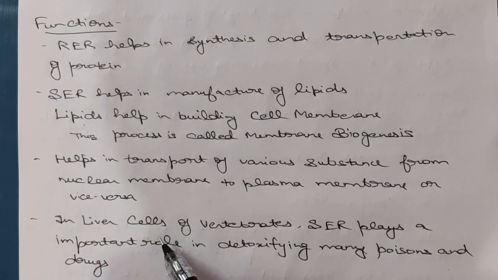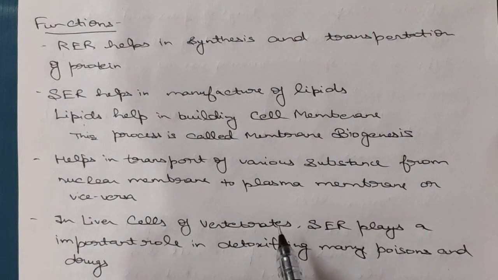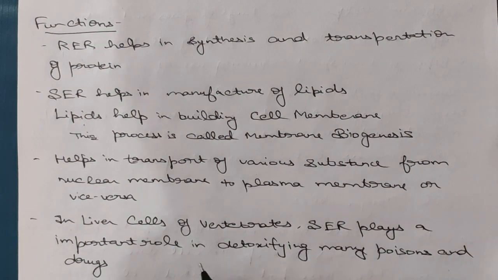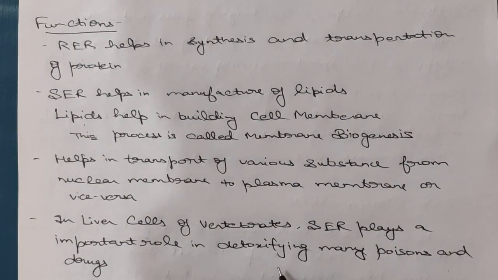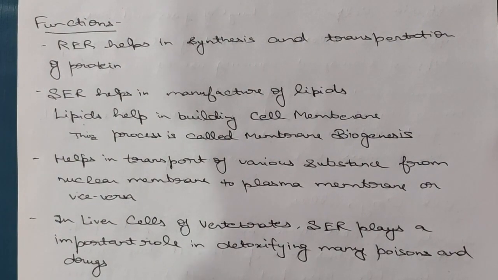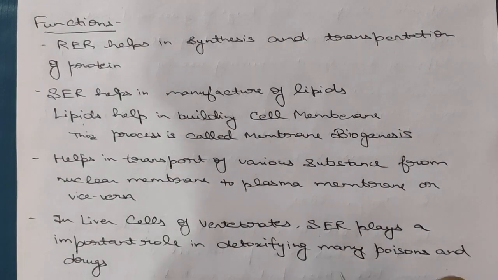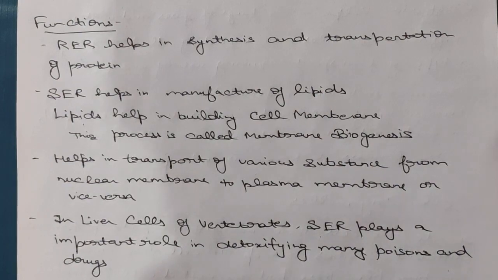And the last function is in the liver cells of vertebrates. Vertebrates are a group of animals. We will be discussing them in the classification chapter. SER plays an important role in detoxifying many poisons and drugs. Detoxifying means reducing the toxicity of a poison or any drug. It is done in the liver cells of vertebrates, and who does it? SER. These are some important functions of the endoplasmic reticulum.